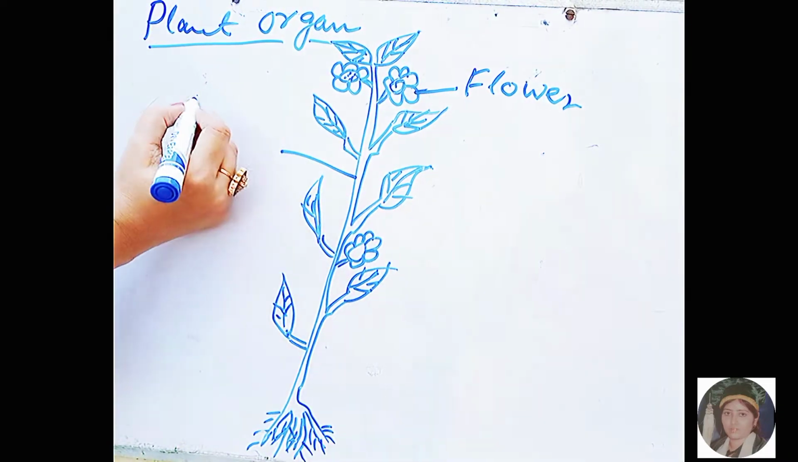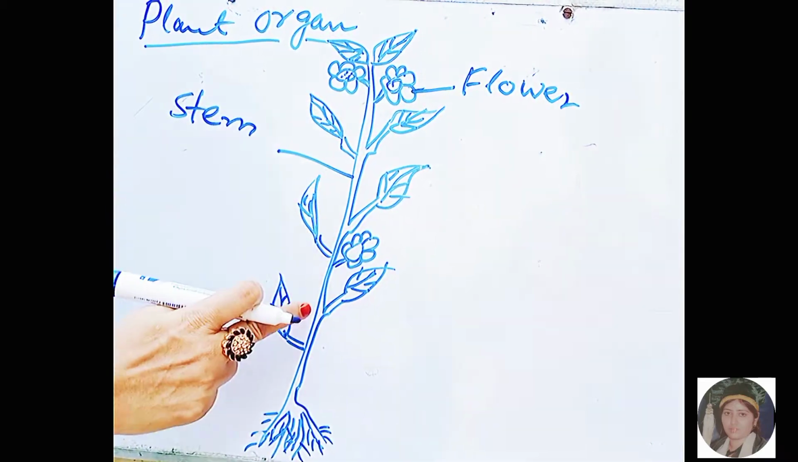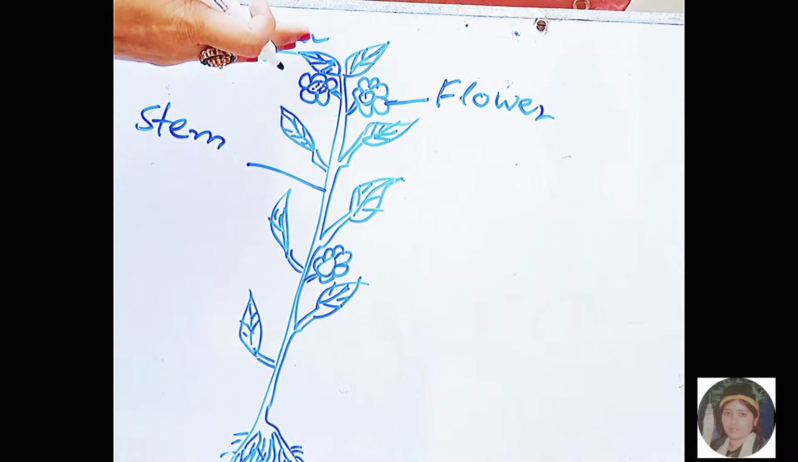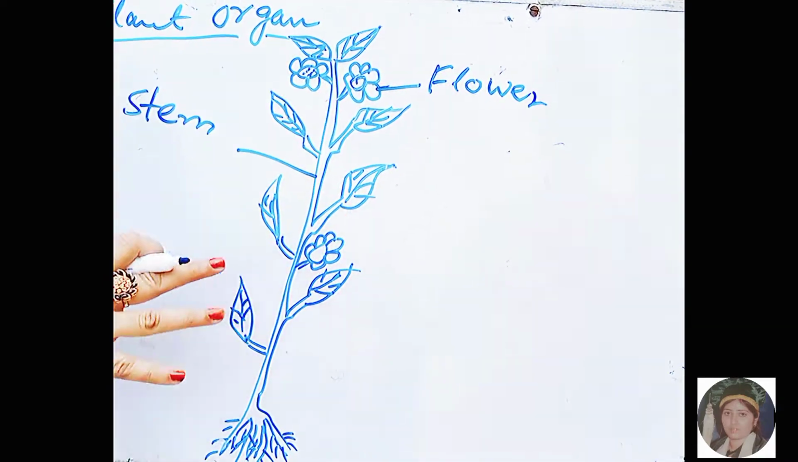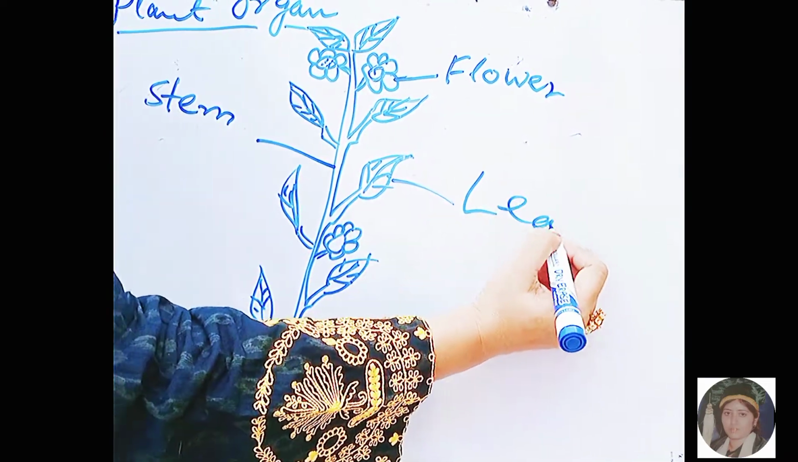Stem. The stem usually grows upward towards the light. It carries water and minerals, salt to the leaves, and food around the plant. Stems support the plant and transport food and water.